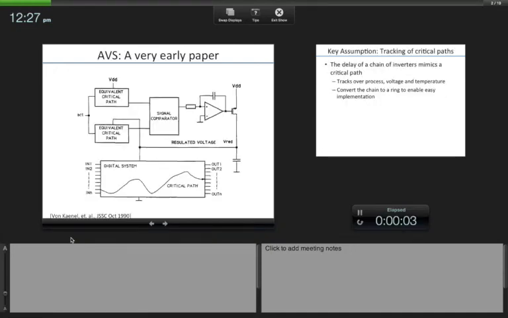Basically this concept was proposed a long time back, and the proposal is a paper by Von Cannell in October 1990, Journal of Solid State Circuits, which talks about this scheme where you have a digital circuit whose voltage is adjusted to be low enough, just enough so that the speed of the digital circuit meets the target speed.